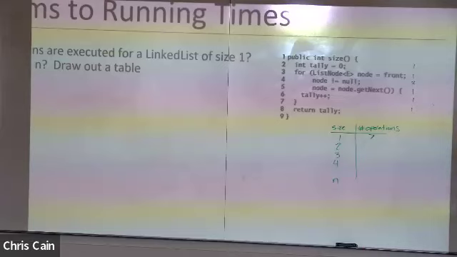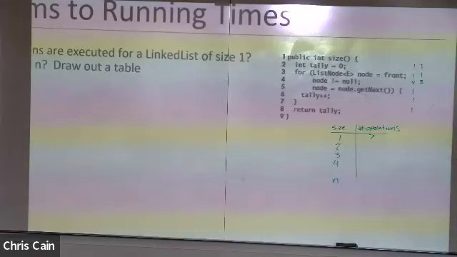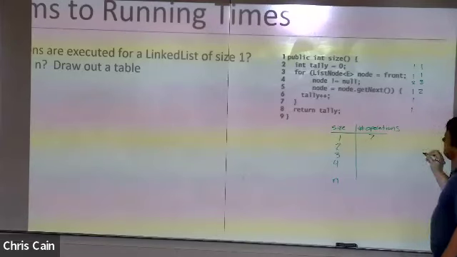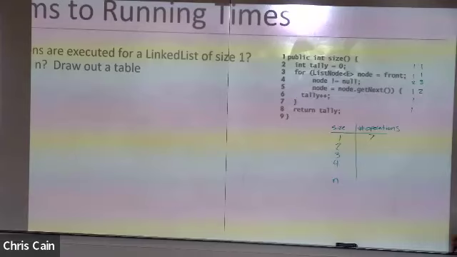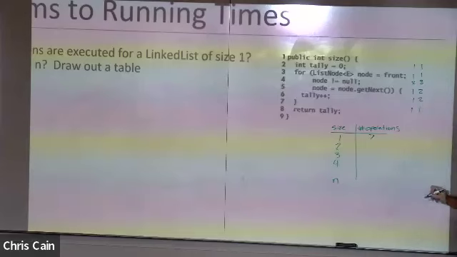How about for size 2? How many times do we set tally to 0? Once. How many times do we set the node to the front? Once. How many times do we check if node is not null? 3 times. This has now changed between a list of size 1 and a list of size 2. Node equals node dot get next, twice. Tally plus plus, how many times? Twice. How many times do we return tally? Once. How many operations do we have? 10.